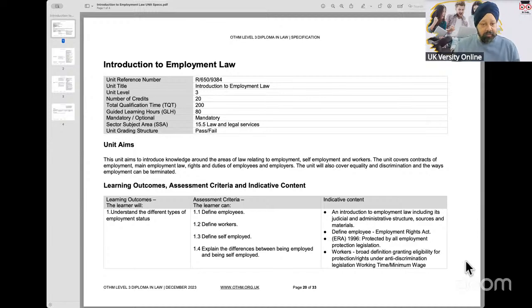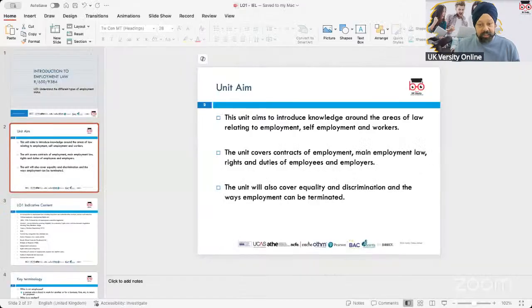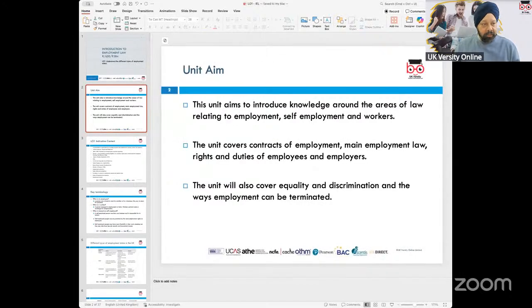So let's begin this particular unit by going into a bit of a presentation, which would essentially allow us to discuss some of the assessment criteria which have been provided in Learning Outcome 1.